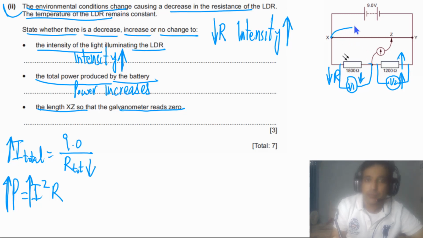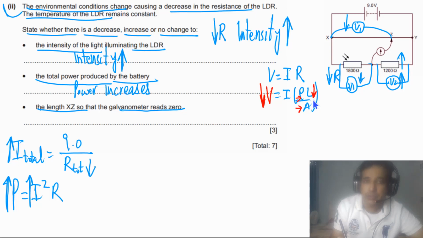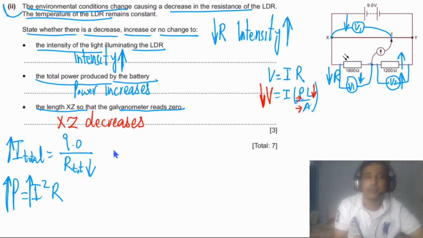If we connect voltmeter V1 here, the PD across XC also decreases. So the length has to decrease because V is equal to I times resistance. We can also say this is I times rho L by A. If this is constant, and this is constant, then if V decreases, L also has to decrease. So we will say in this case XC decreases. XC has to decrease because V1 has decreased.